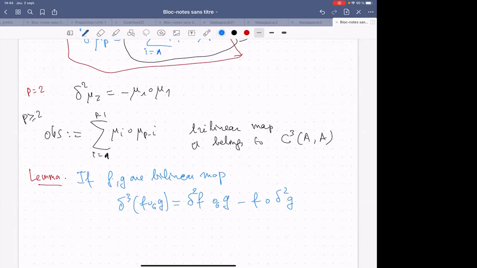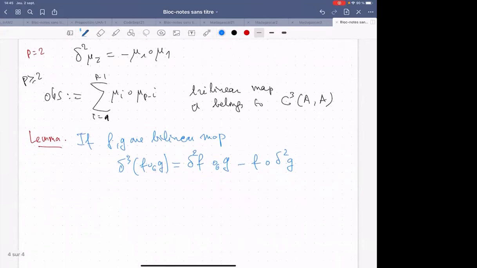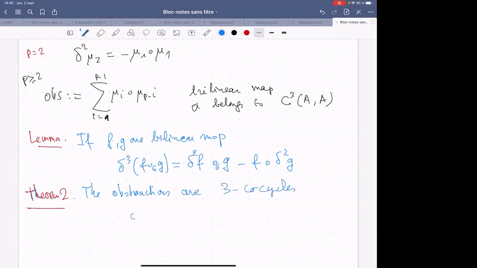Now I can write down. We use this lemma to show that delta 3 of obs is 0. This is theorem 2 here now. Then all these obstructions to integrate the first term of my deformations are 3 cocycles. Then delta 3 of obs is 0. Okay, and this is also an important result.